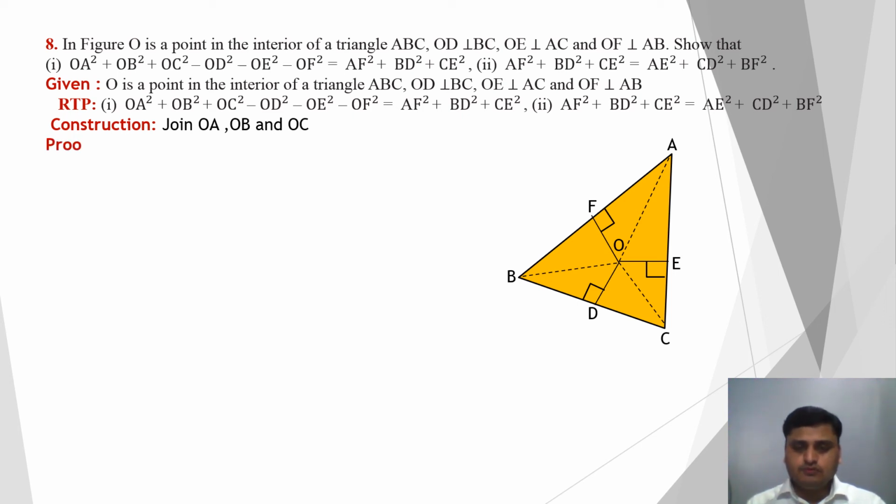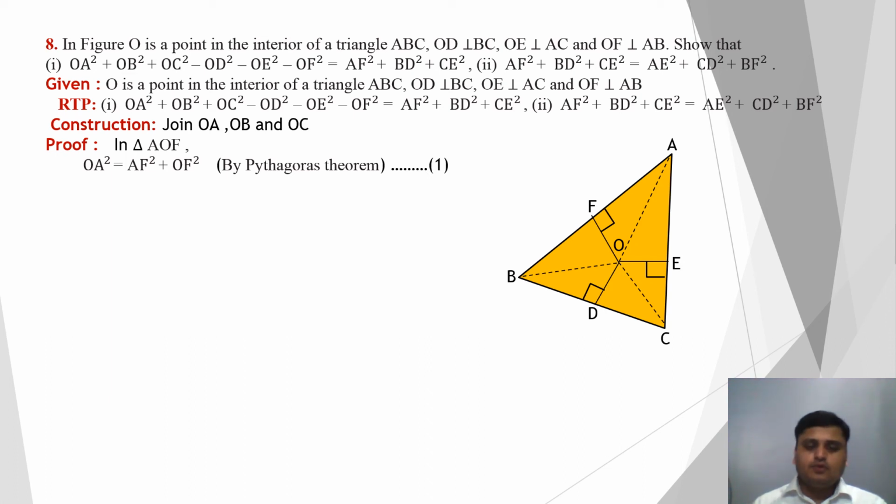Let's begin the proof. We will take triangles one by one, right triangles, and we will apply Pythagoras theorem. So in triangle AOF, OA square is equal to AF square plus OF square, by Pythagoras theorem, and we will assume this one as equation number 1.